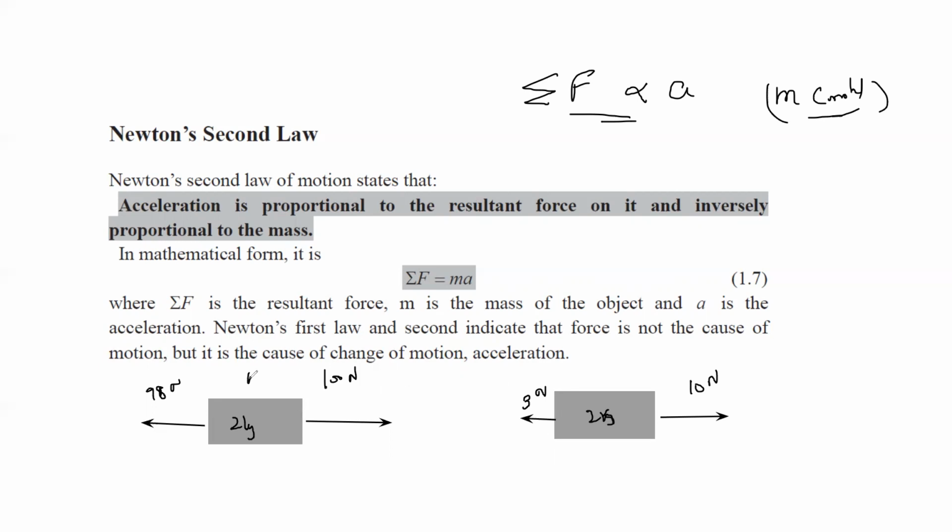A or B? A is experiencing force on the right hand side of 100, force on the left hand side is 98. B is having force on the right hand side 10 and force on the left hand side only 3. Which object will have a greater acceleration? A or B?